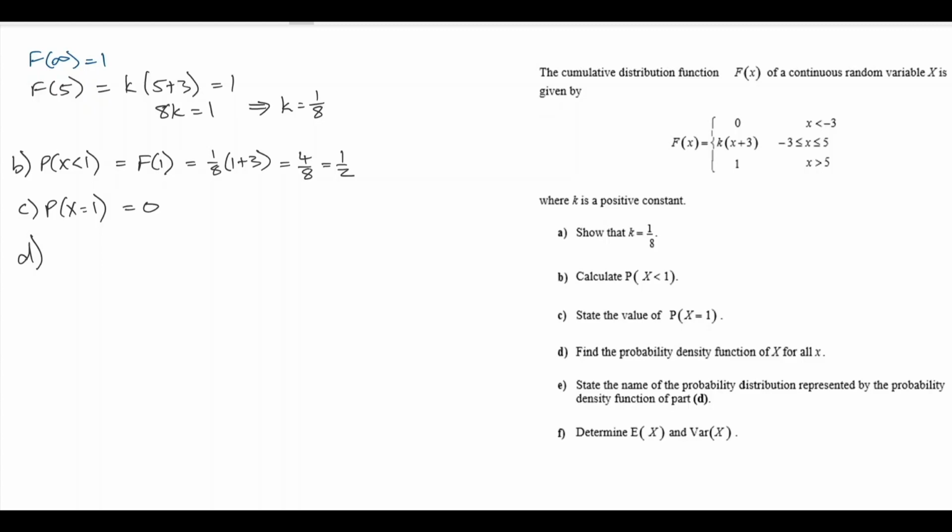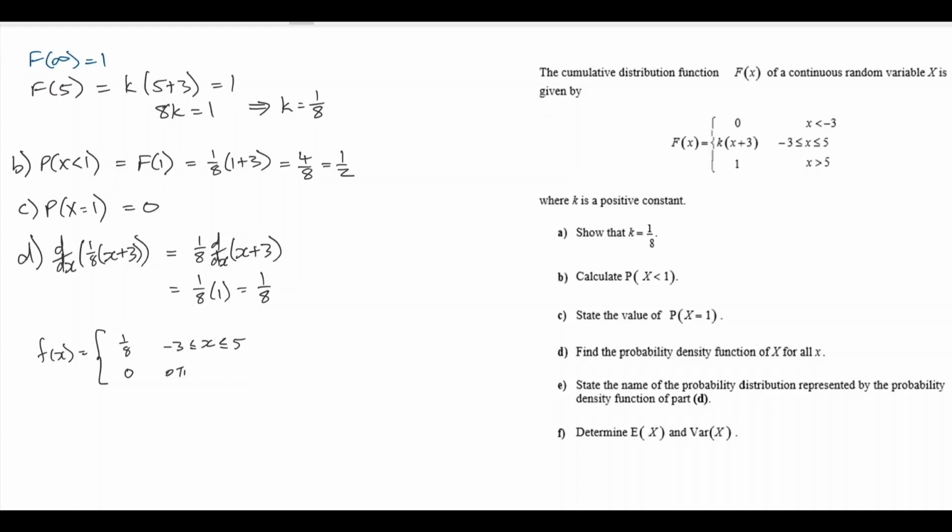In part D, we're asked to find the PDF, the probability density function of x for all values of x. So we would usually integrate to turn the PDF into the cumulative. We're going to differentiate to go the other way around. Differentiating this function is the same as 1/8 multiplied by the derivative of x plus 3. That gives us 1/8. The function in the PDF is simply 1/8, and that's in between -3 and 5, and it's 0 everywhere else.